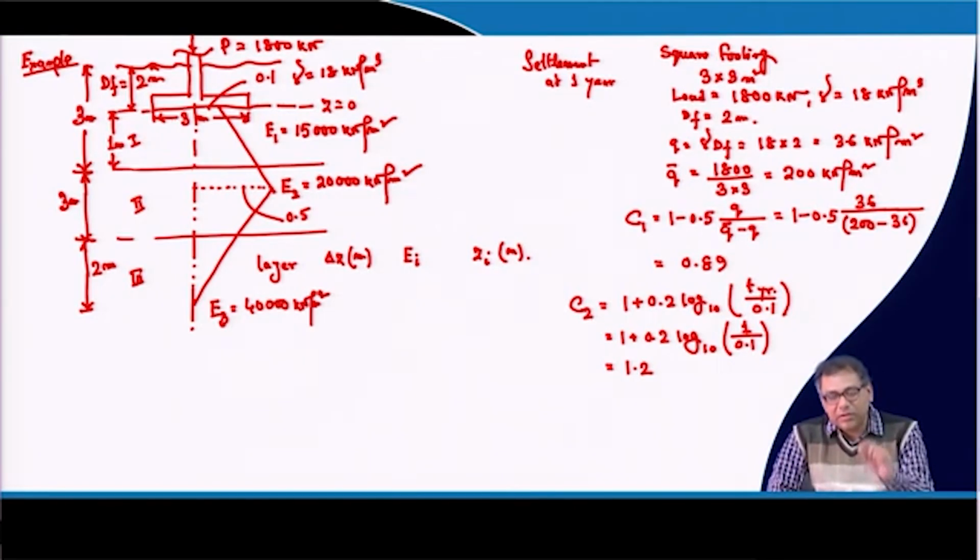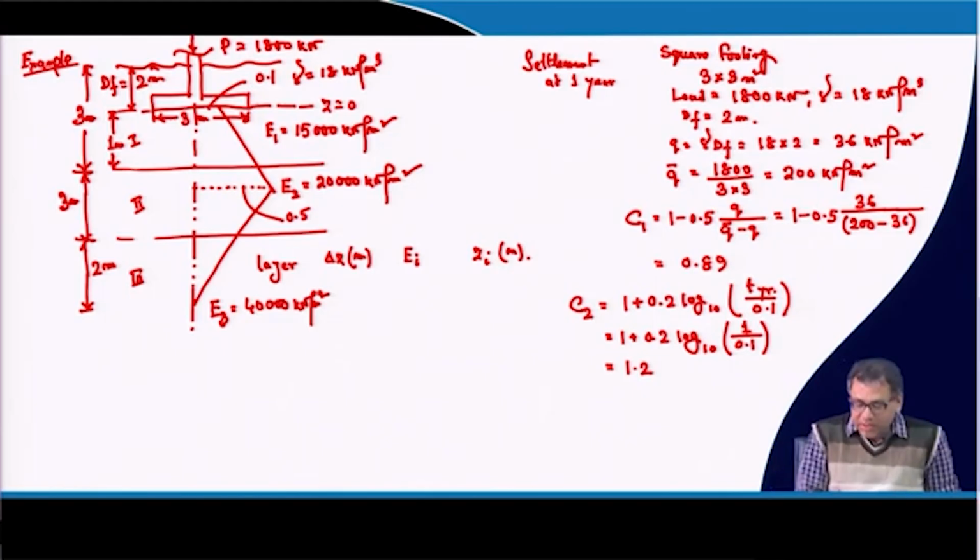Then the time at which I want to calculate the settlement, that is 1 year, is also given. Then the thickness of every layer is given, and the property of each layer which is required is the elastic modulus. So, the elastic modulus of all the layers is given: 15,000 kilonewton per meter square for the first layer, then 20 MPa for the second layer and 40 MPa for the third layer. So, now I will calculate for layer 1, layer 2 and layer 3.